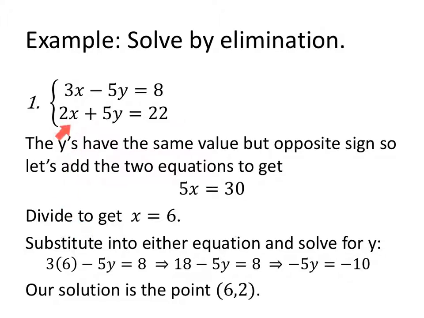And you can check it in the second equation. 6 times 2 is 12. 5 times 2 is 10. 12 plus 10 is 22. So we know it works for both equations, and we do have an actual solution.